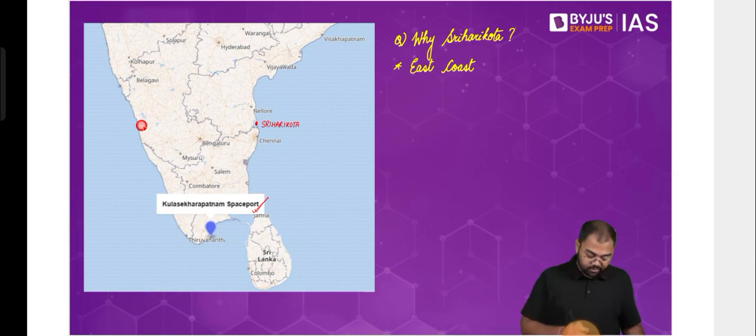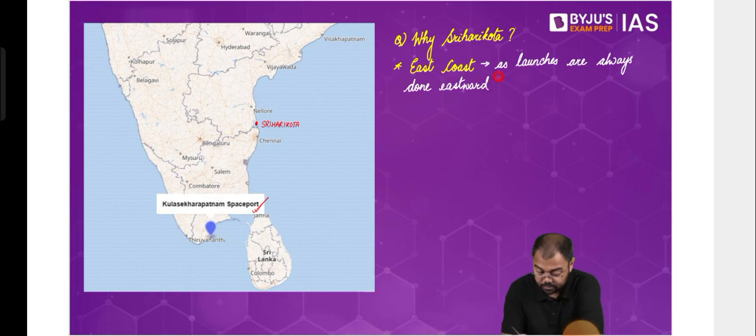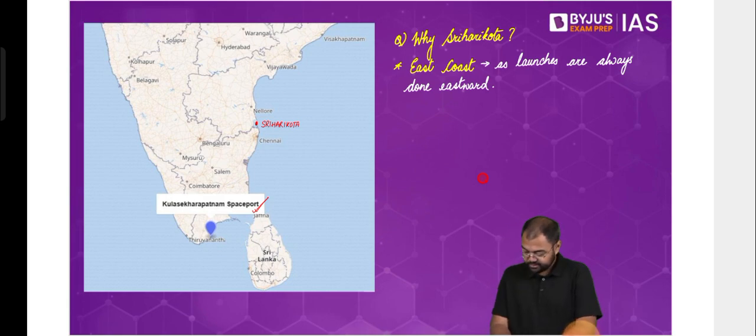So east coast, why east coast? East coast, as launches are always done eastward. And do you know why? Why do we launch it towards the east? Yes, Amrit, you are correct. Abhishek, you are correct. Raghav, correct. Deepika, correct. Chaitanya, correct. Janvi, correct. So you get the answer, right?